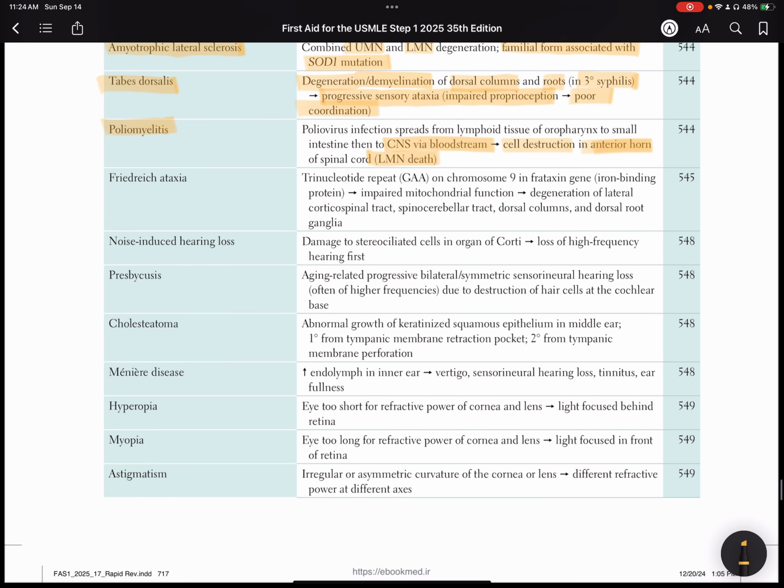Next condition is Friedreich ataxia. Friedreich ataxia is a trinucleotide repeat, GAA, on chromosome 9 in the frataxin gene, also called iron binding protein. This leads to impaired mitochondrial function, causing degeneration of lateral corticospinal tract, spinocerebellar tract, dorsal columns, and dorsal root ganglion.